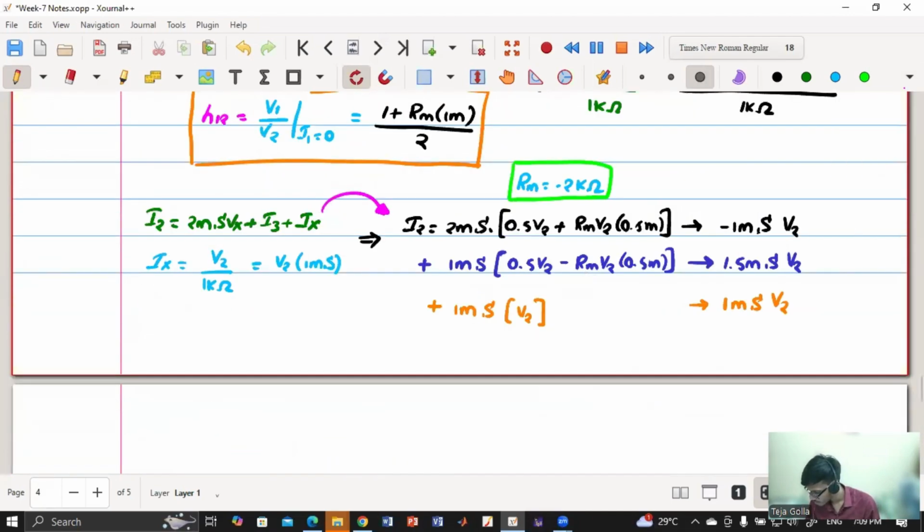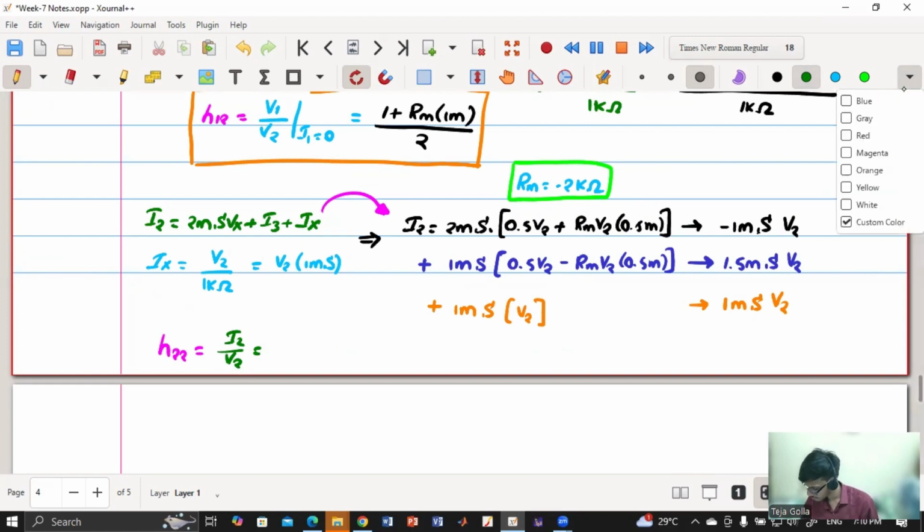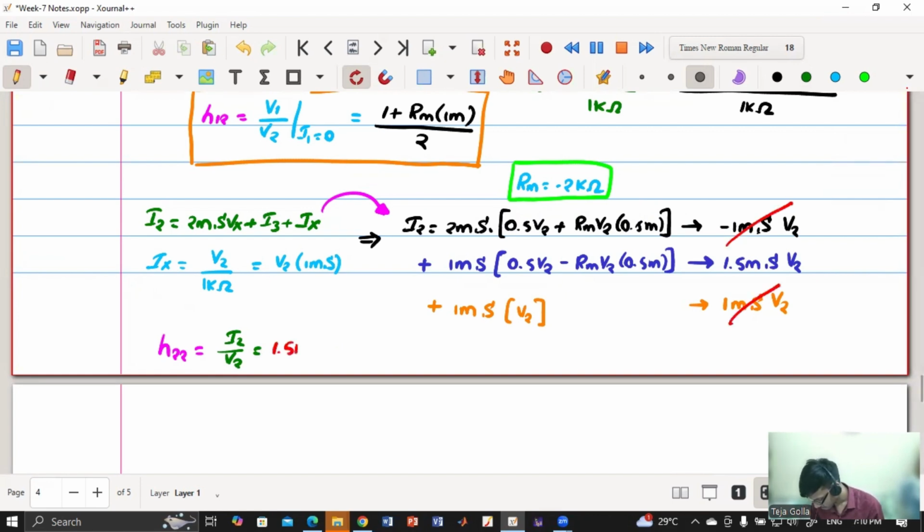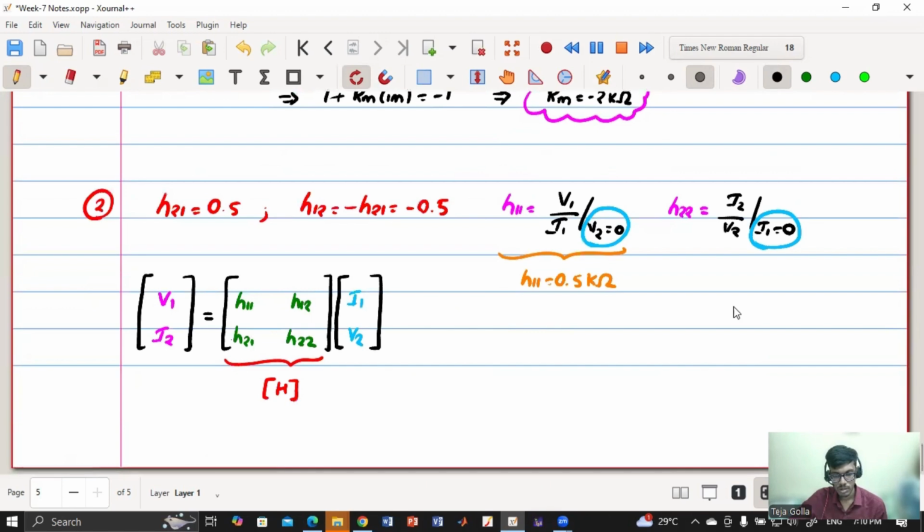So now I have to find H22, which is I2 by V2, right? And I2 is nothing but minus 1 millisiemen V2 plus 1.5 millisiemen V2 plus 1 millisiemen V2, which means this and this will get cancelled. So it is 1.5 millisiemen. So this is my H22. So 1.5 millisiemen is my H22. So I also got this as 1.5 millisiemen.